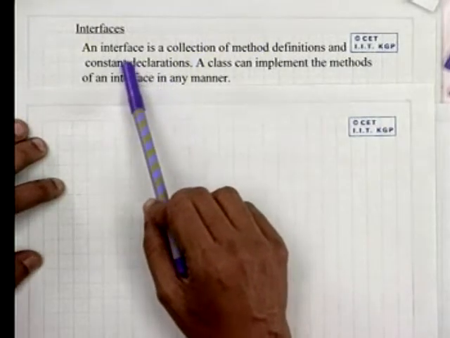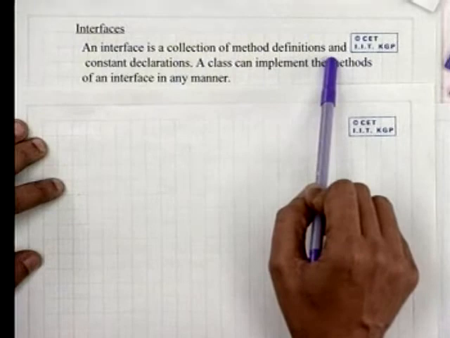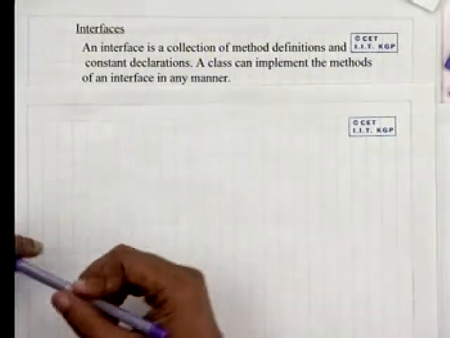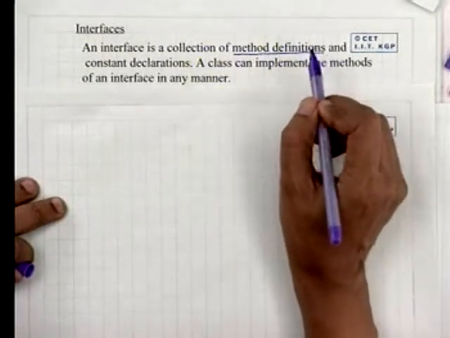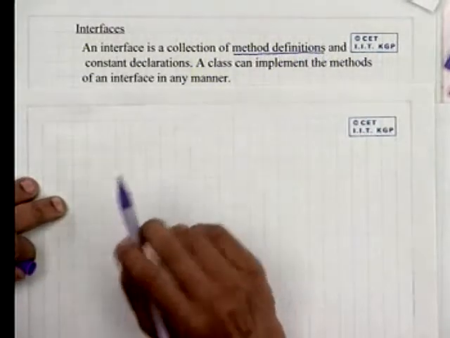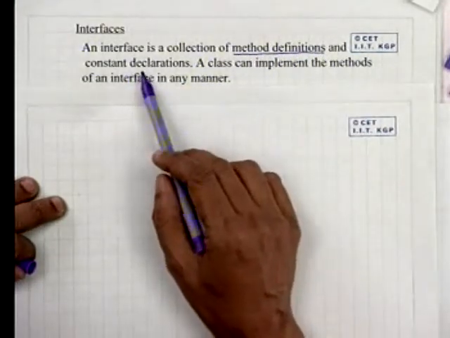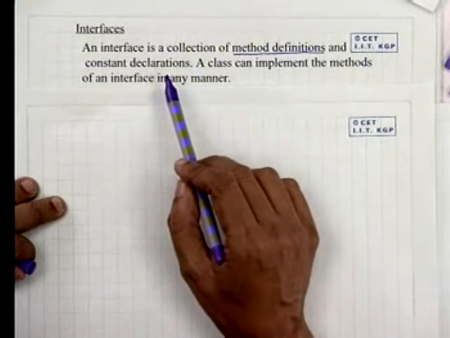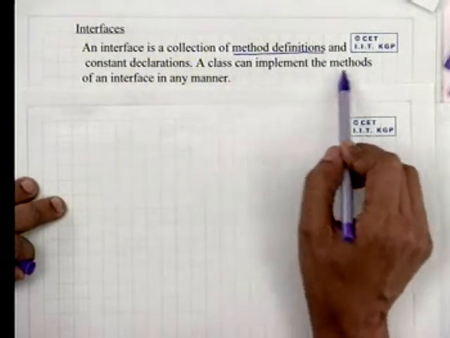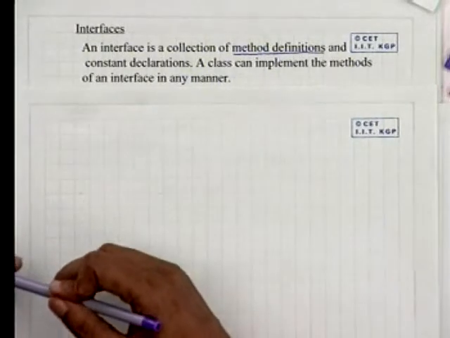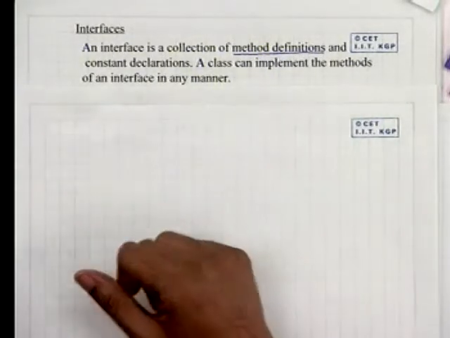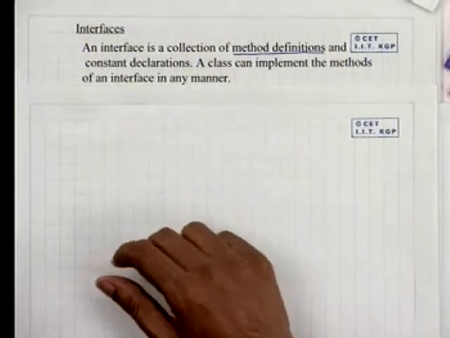Essentially, an interface is a collection of method definitions and constant declarations. Note the word definitions. They do not contain the detailed code of the methods, only the method definitions and constant declarations. A class can implement the methods of an interface in any manner. Now the question may arise: why do we need such an interface and what are its utilities?